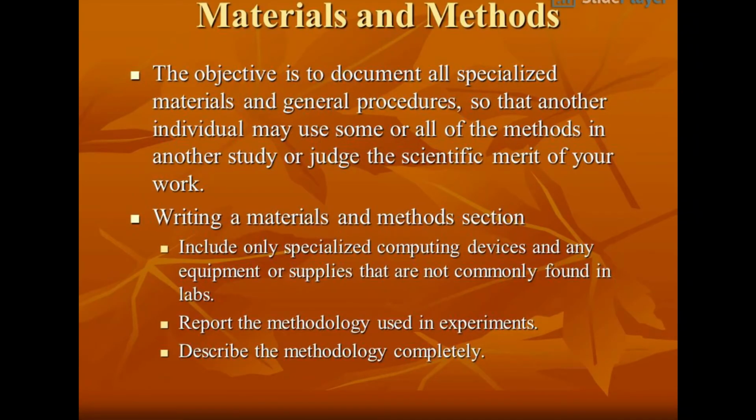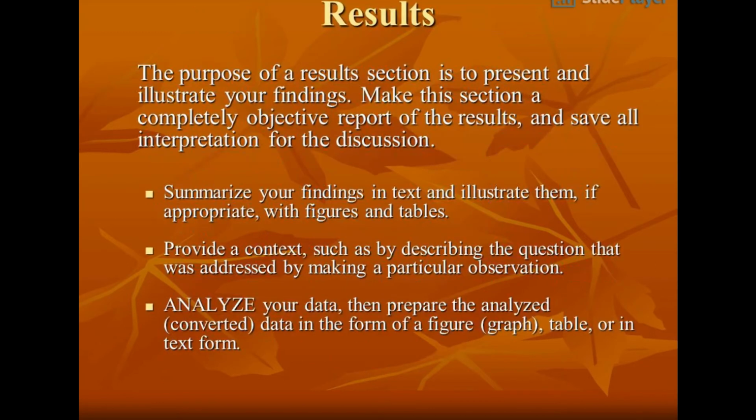Materials and methods. The objective is to document all specialized materials and general procedures, so that another individual may use some or all of the methods in another study or judge the scientific merit of your work. Writing a materials and methods section. Include only specialized computing devices and any equipment or supplies that are not commonly found in labs. Report the methodology used in experiments. Describe the methodology completely.